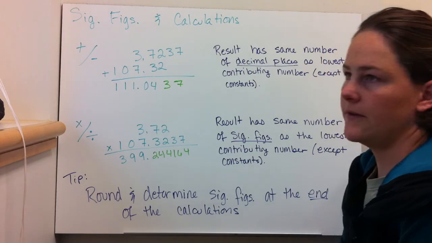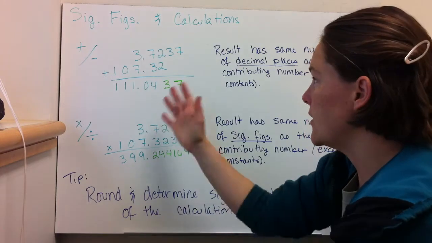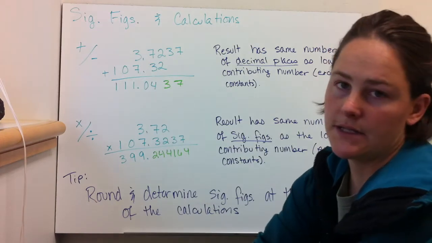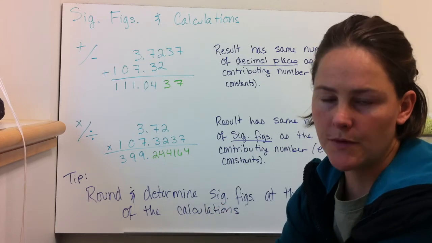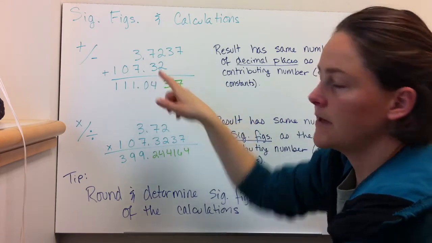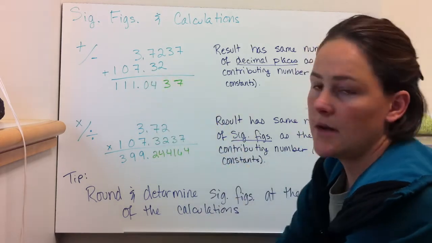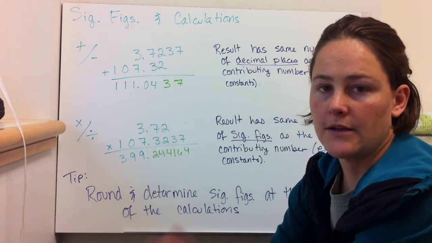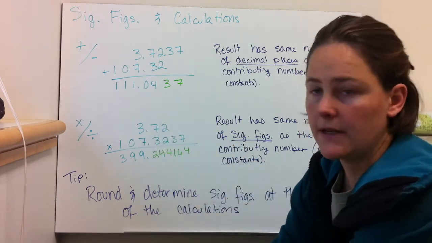now that we understand significant figures, we need to understand how to do significant figures within the context of mathematical calculations. So if you're going to do addition or subtraction, the results have the same number of decimal places as the contributing number with the fewest decimal places. So here you have something with 4 decimal places being added to something with 2 decimal places, like an analytical balance measurement and a volume and a top loader balance. And because the 107 actually has 2 decimal places, you have 2 decimal places in the answer. So this 37 is not significant.